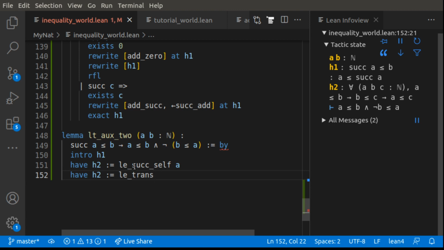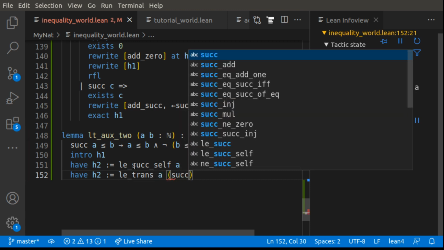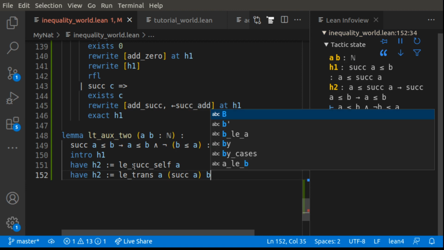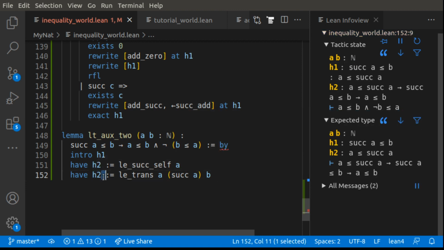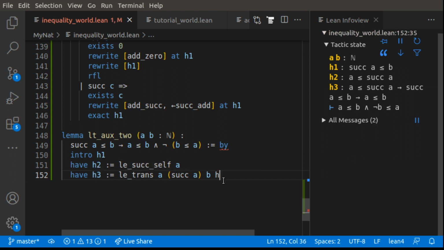So you provide an A, a B, and a C. So a, successor of a, b. And this should be h3. We want a is less than successor of a, and successor of a is less than b. Okay, so now I want to provide h2, and now I want to provide h1. Cool. And now we have h3, which is a less than or equal to b. Nice. And then we want not b is less than or equal to a from our h1.